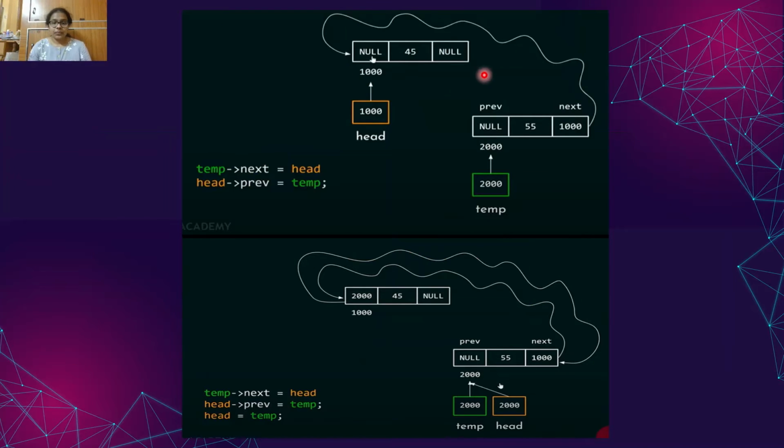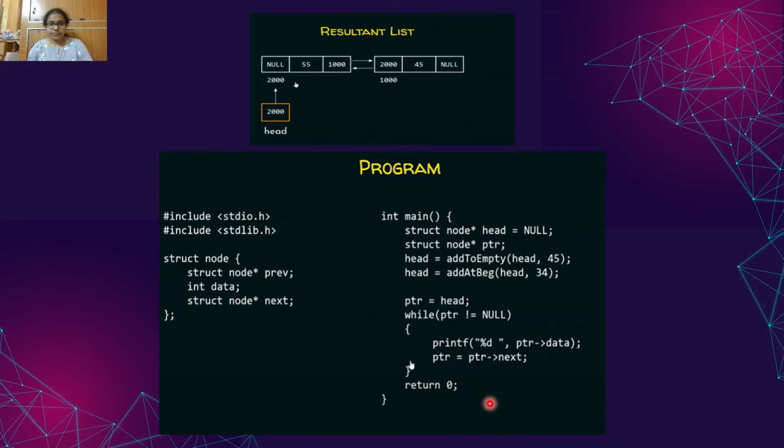And so the first thing we need to update is, we need to use this piece of code to move the next part of the code to the head. After that, we need to update the prev part of the code, so that this points to the other node, and finally the head pointer will be updated. So this is the resultant list and this is the program.